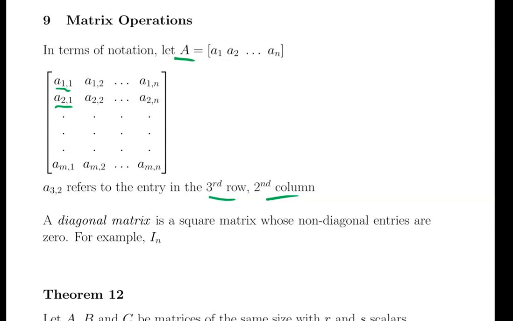A diagonal matrix is a square matrix whose non-diagonal entries are 0. A classic example is the n by n identity matrix. We'll talk more about diagonal matrices in a bit.